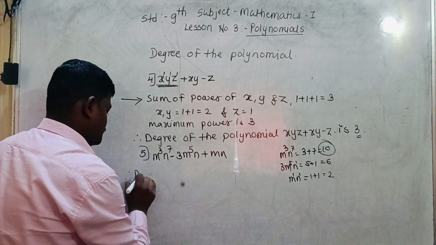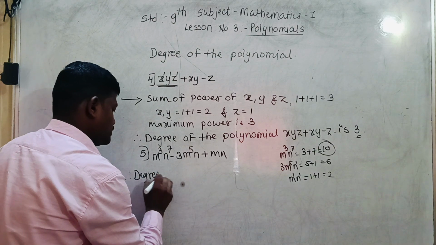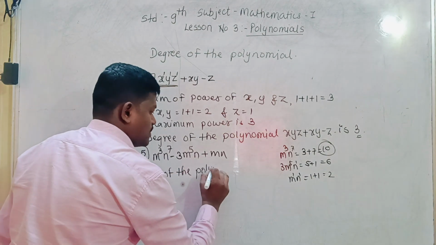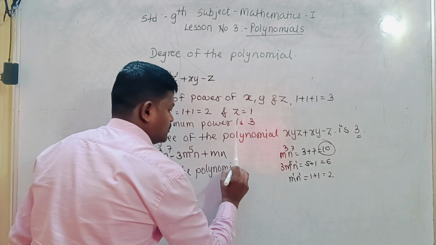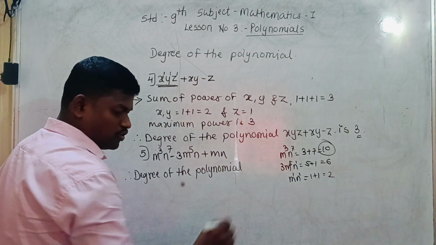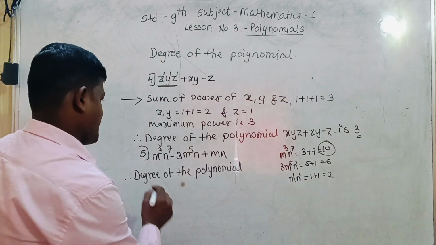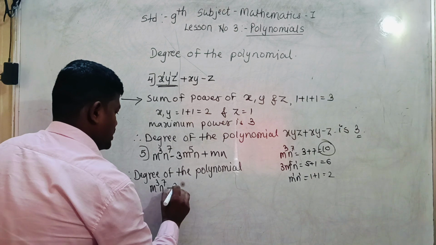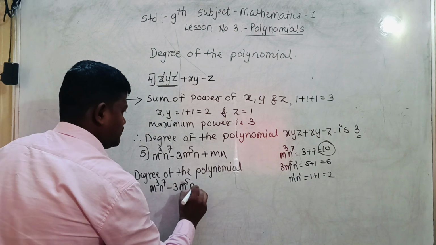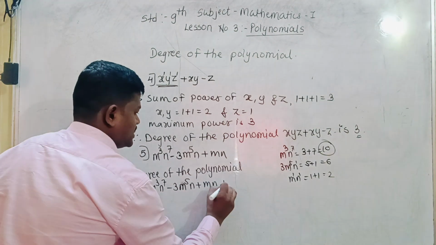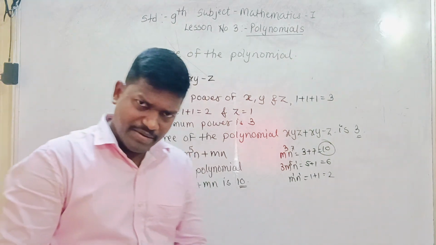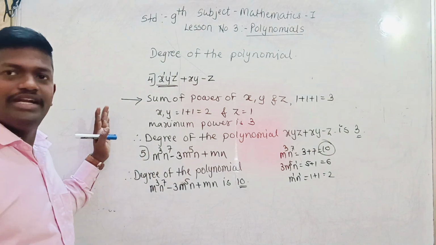Therefore, the degree of the polynomial, so write down the polynomial in full, m cube n to the 7 minus 3m raised to 5n plus mn, is 10. Understood? So write down.